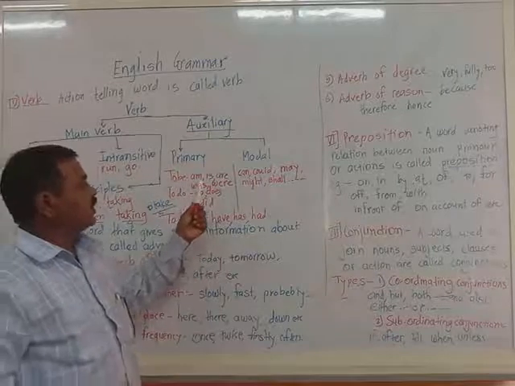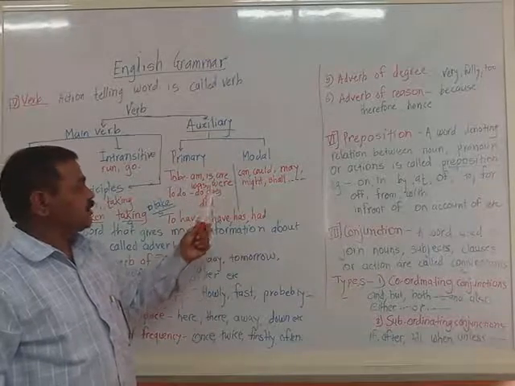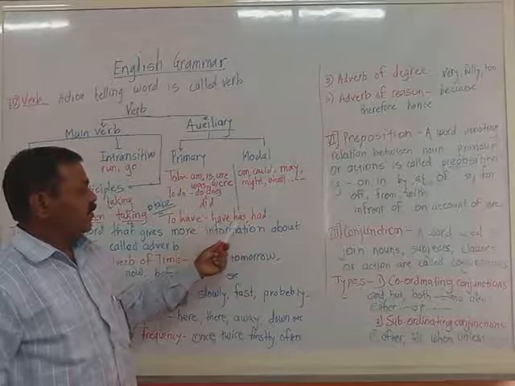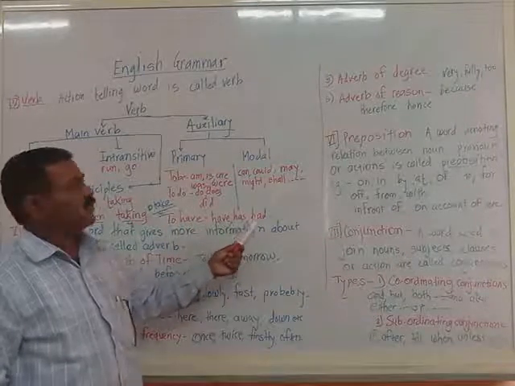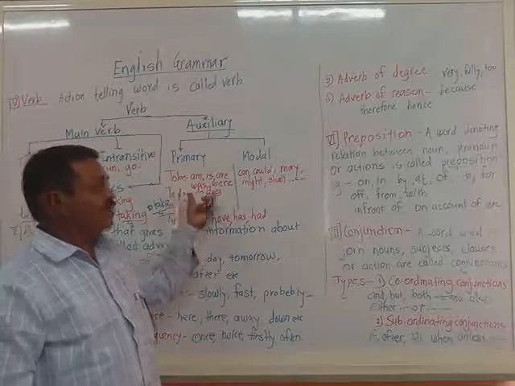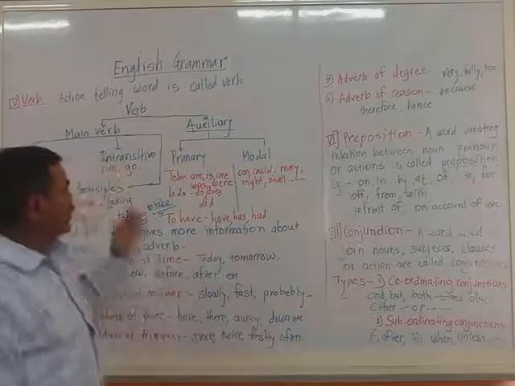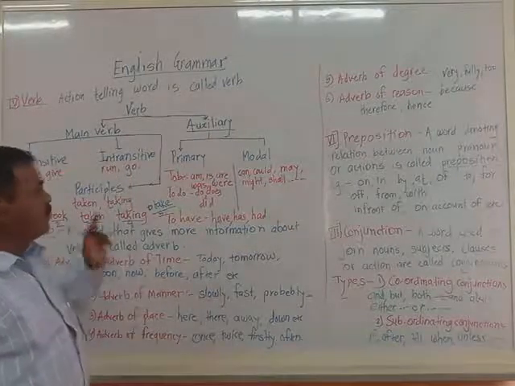You will see here clearly: am, is, are present, was, were, past tense, do, does, present, did, past tense, have, has, present, and had, past tense. So in case of the auxiliaries, we can see the present and past tense is there. They do not have five forms like the main verbs. Main verb has five forms.